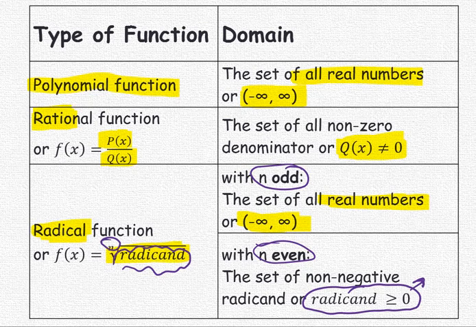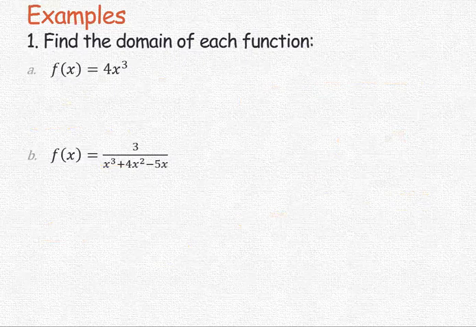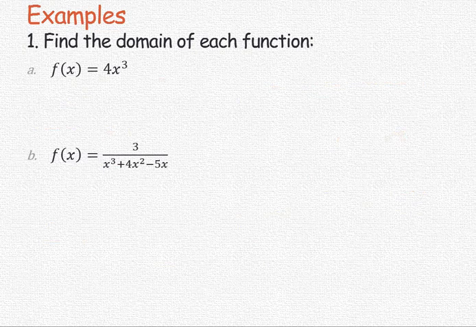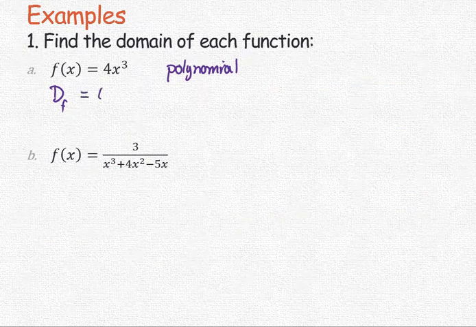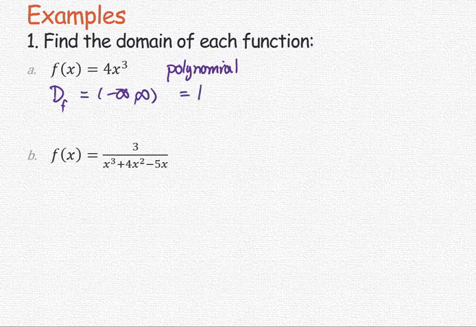So let's get started. The first example, the function for part A here, the function is 4x to the third. We know that this is the polynomial. The polynomial has no restriction. Therefore, the domain, use the notation D with the subscript F because the notation F there. So D_f, the domain of the function F, would be the set of all real numbers. Or you can write this notation as a shortcut.